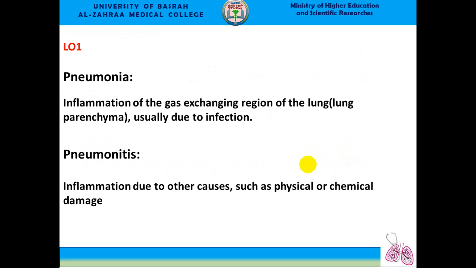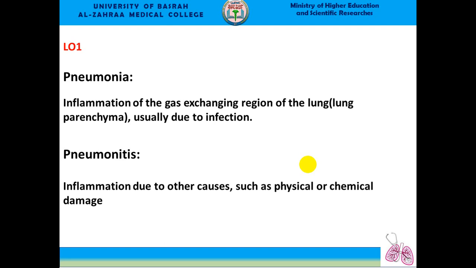Pneumonia is defined as inflammation of the gas exchanging region of the lung, that is the lung parenchyma. So an inflammation of the lung parenchyma is called pneumonia, and usually it is due to infection by a microorganism. And we have another term called pneumonitis. And pneumonitis again is inflammation of the gas exchange region of the lung, but it is not due to infection; rather it is due to other causes such as physical or chemical damage.